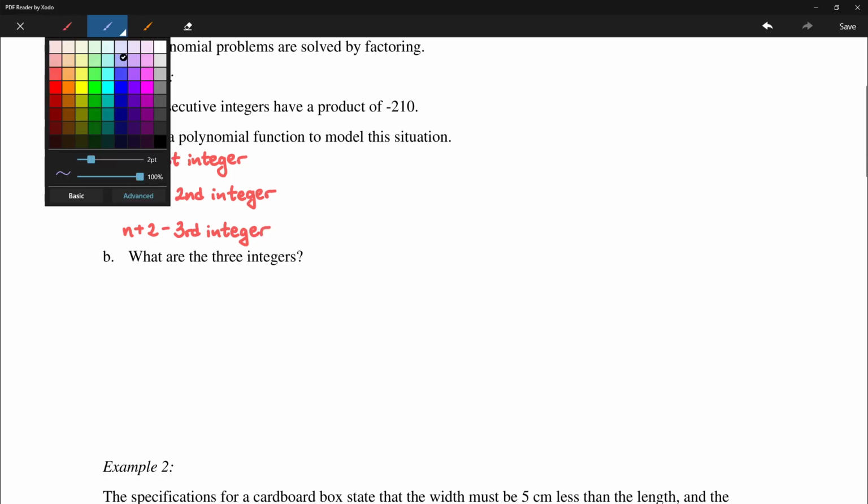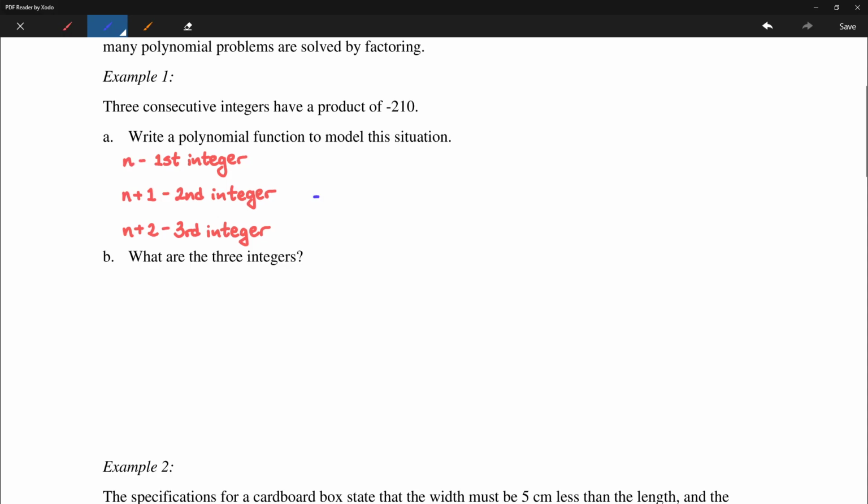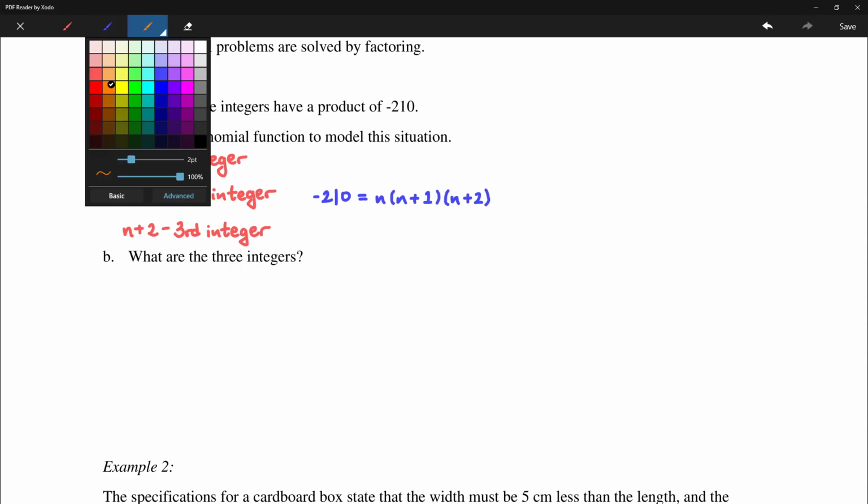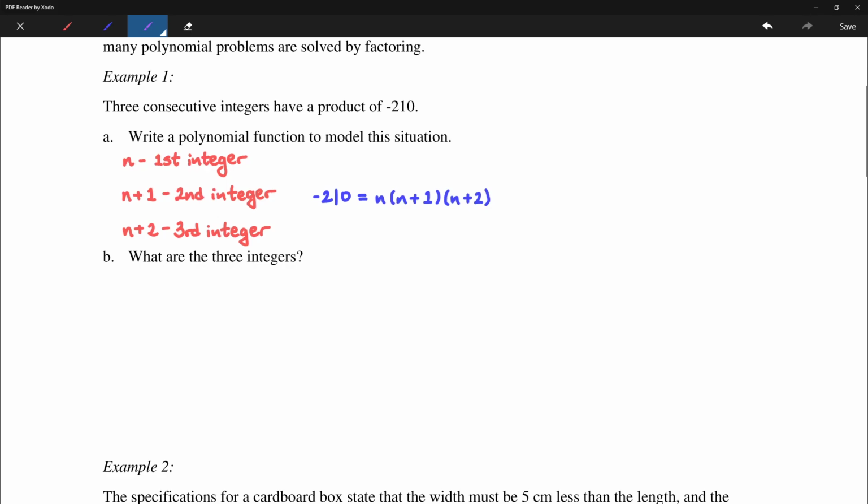So then we'll simply have negative 210 is equal to the product of these 3. So n times n plus 1 times n plus 2. Right, so that is the setup. Now, to find the 3 integers by factoring, we'll have the following. Negative 210 is equal to n times n plus 1 times n plus 2.